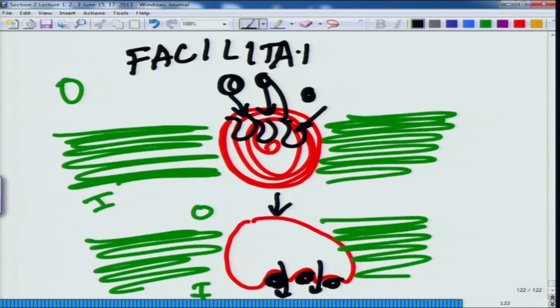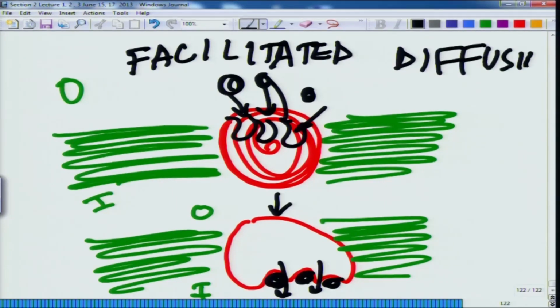This falls under facilitated diffusion. Okay. They fall under a bigger heading of facilitated diffusion.